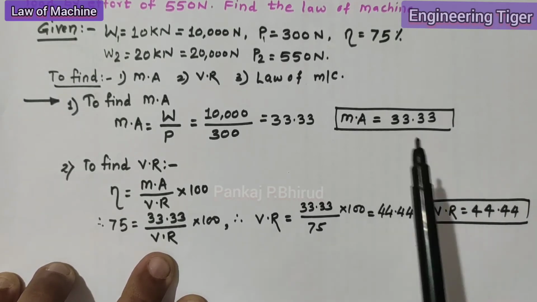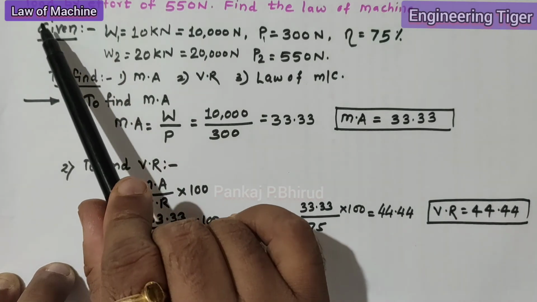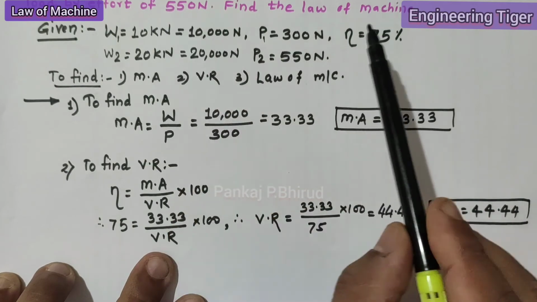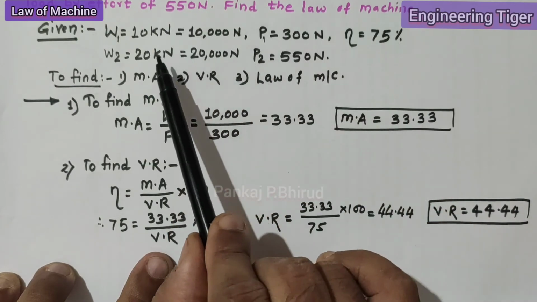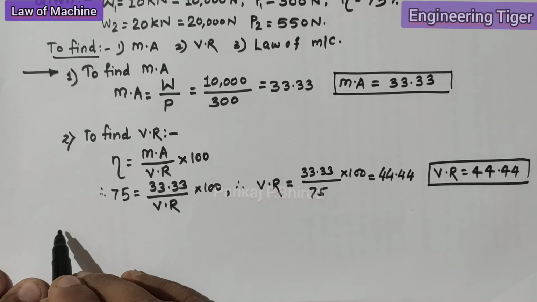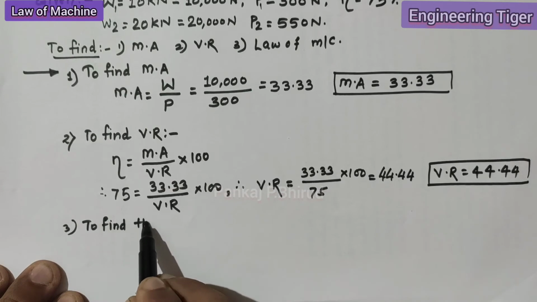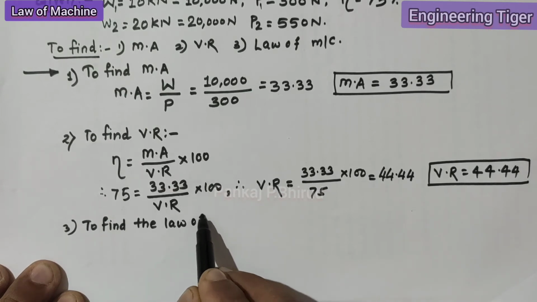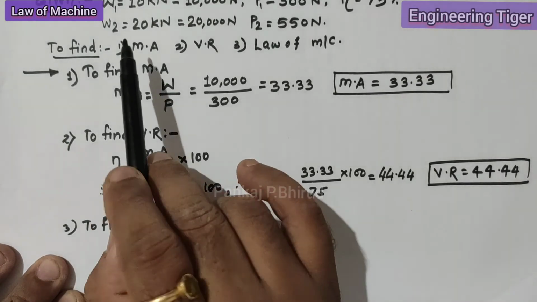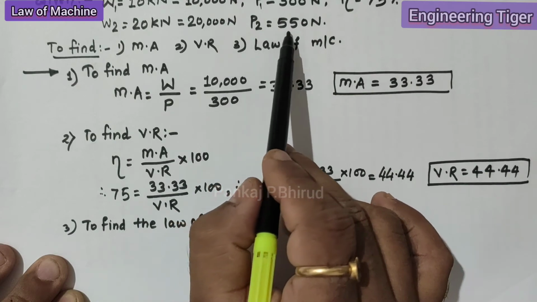Now find the law of machine if the machine lifts a 20 kilonewton load by an effort of 550. So for finding the law of machine, we will also use the second case. Here the given data is W2 is 20,000 Newton and effort is 550 Newton.